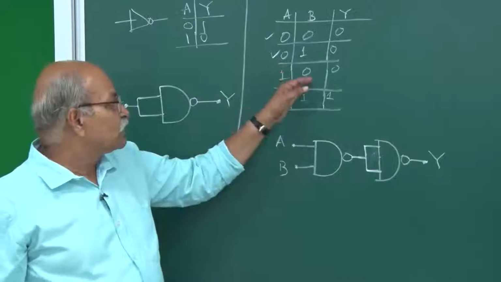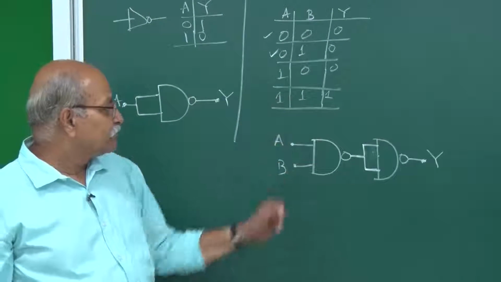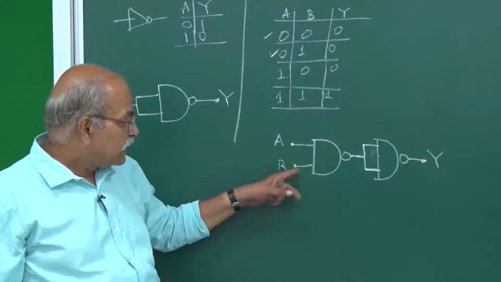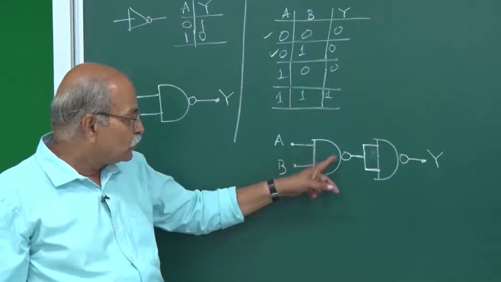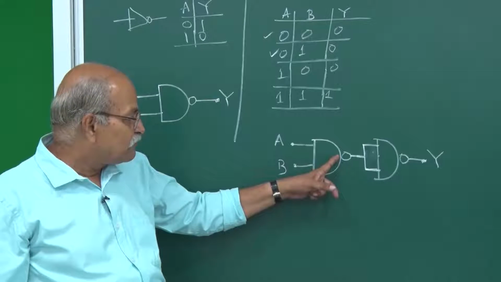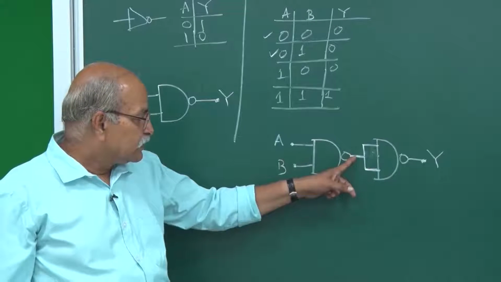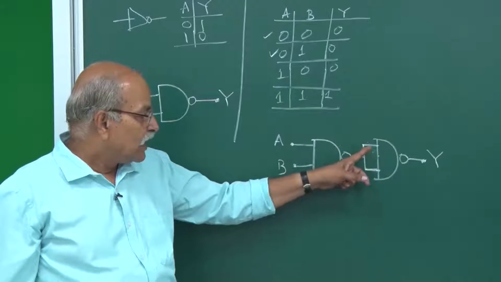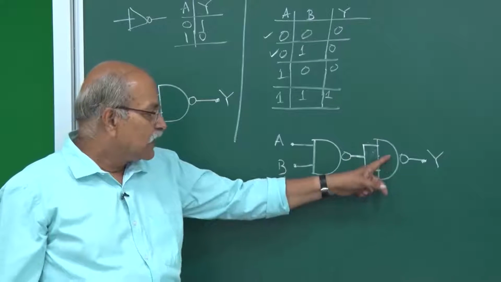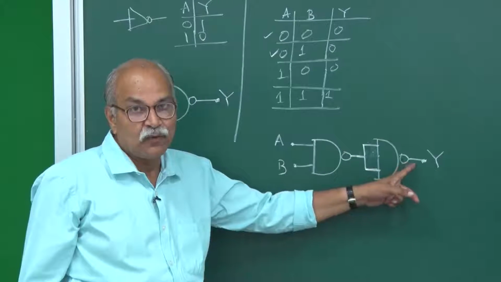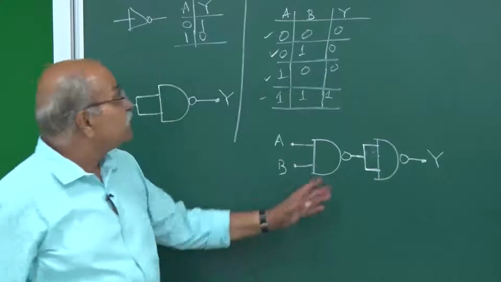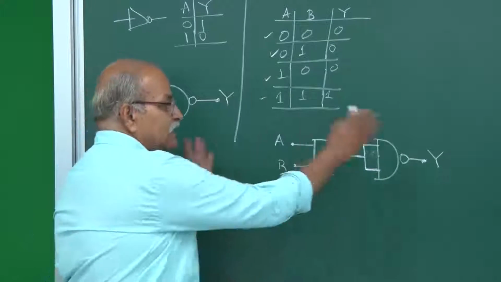Same story, 1, 0 will give me 0, 1, 1. So if A is 1 and B is 1, so 1 here, 1 here, AND will give me 1, so 1 here. NOT of that will become 0, so 0 here. So 0 here and 0 here, and 0, 0, AND will give me 0, and NOT of that will become 1. So 1, 1 will become 1. Okay. So this is AND gate. This whole thing is AND gate.